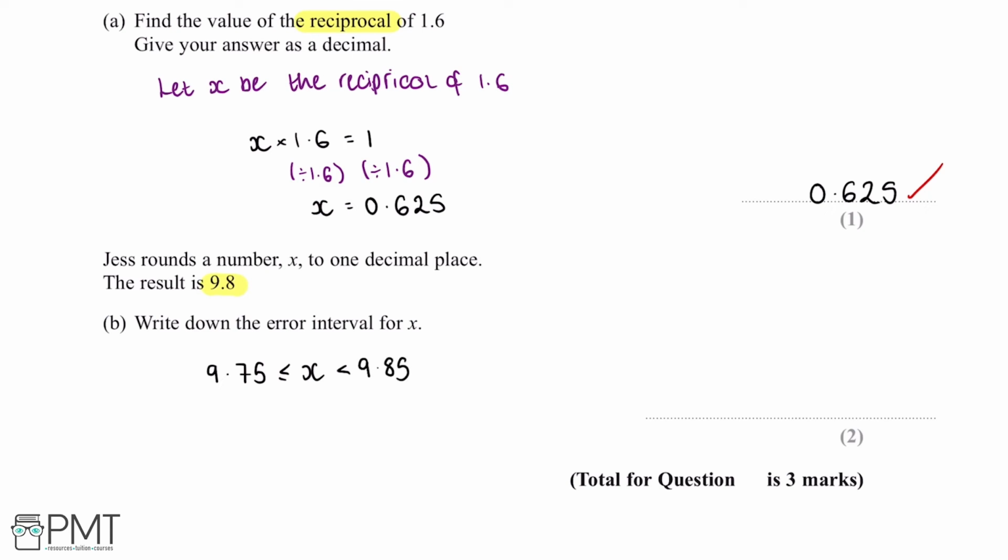And this is because if it also included 9.85, then this would be rounded up to 9.9. So this is our final answer. And this question's worth 2 marks, and this is for the correct answer with the correct values and correct symbols.